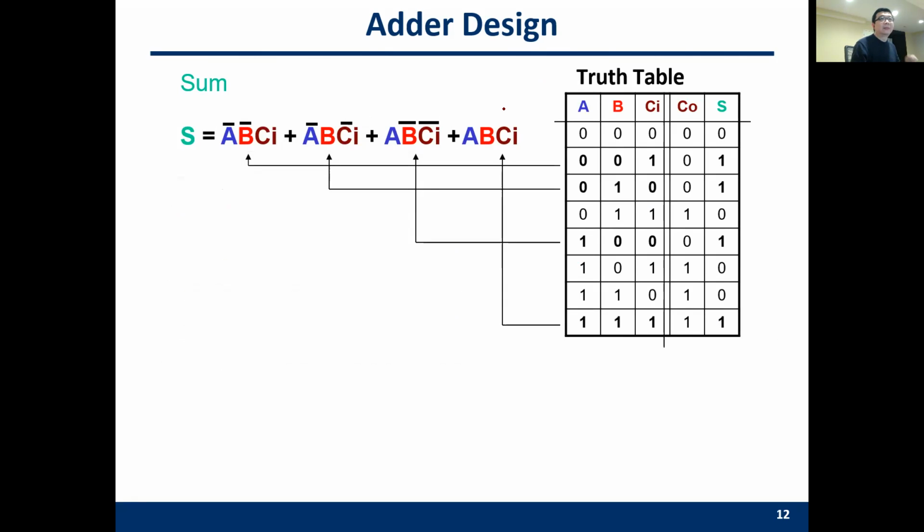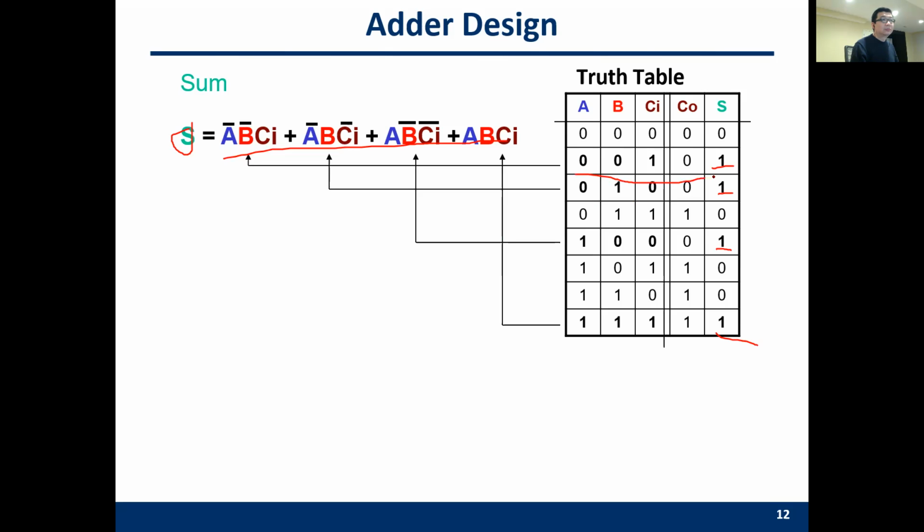So when we have the truth table, we can use the canonical form to represent the sum and the carry out. And we use the minterms, the sum of the minterms, to represent S, which is also called the sum of the products. We just pick up the rows which give you an output of 1 as the sum. So this is 1, this is 1, this is 1, this is 1. So we have 4 rows here.